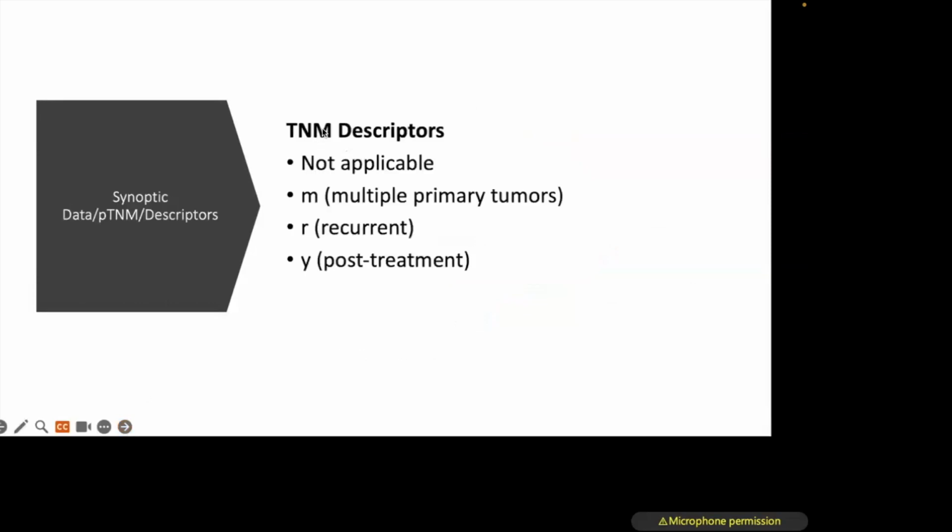Okay, so let's talk about pTNM staging. This is probably the most important part for staging a tumor and for determining treatment. So there are different descriptors. So for instance, in front of the TNM, p means pathology, T means tumor, N means nodal involvement, M means metastases. And in front of the pTNM, we can put an m for multiple primary tumors, r if it's a recurrent tumor, and y for post-treatment.